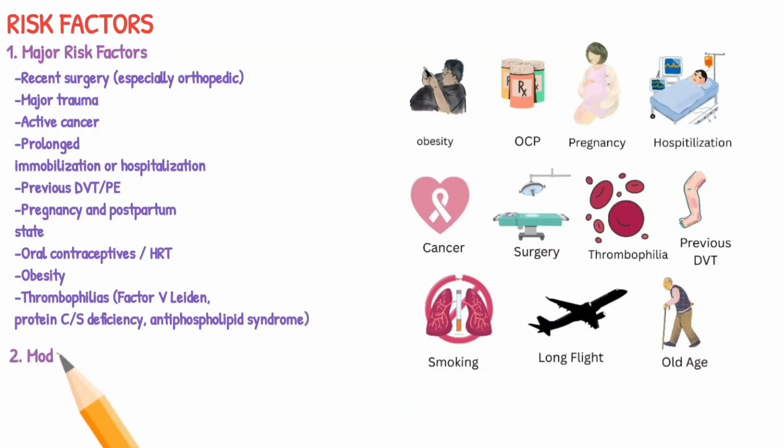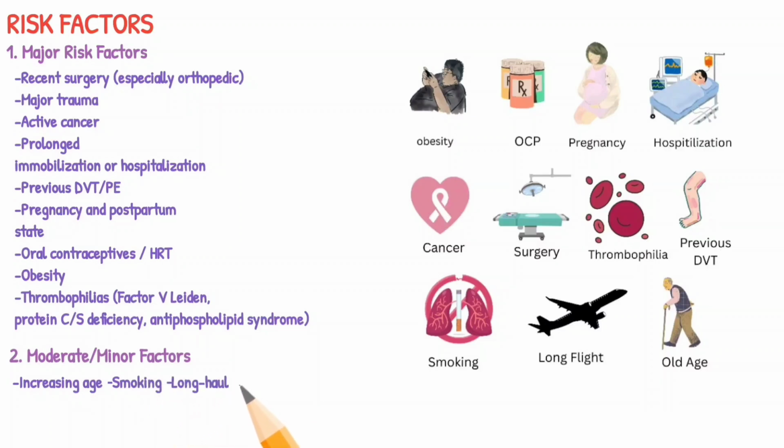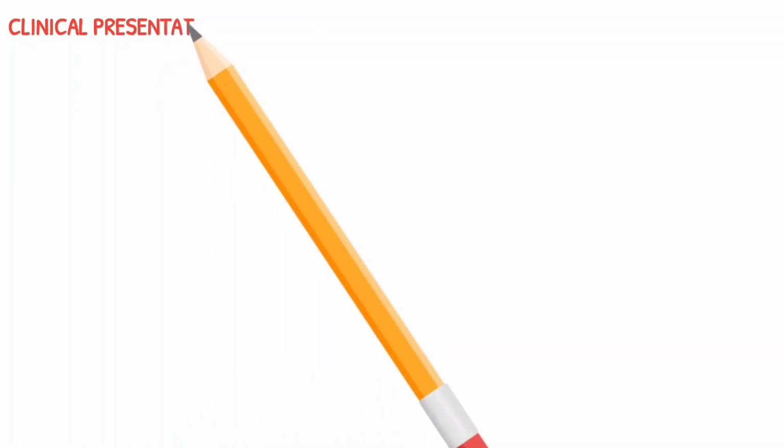Regarding the moderate or minor factors, it can be secondary to increasing age, smoking, long flights, or even varicose veins. As we said before, DVT is very serious if undiagnosed. So let us dig into the clinical presentation.